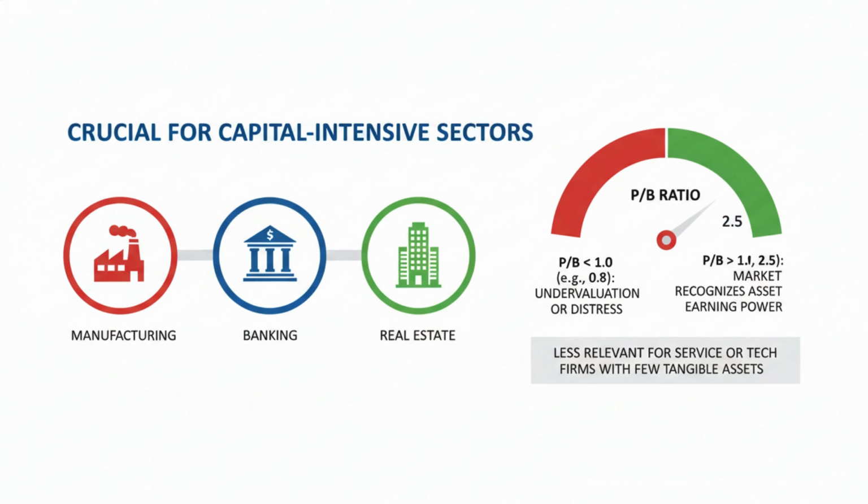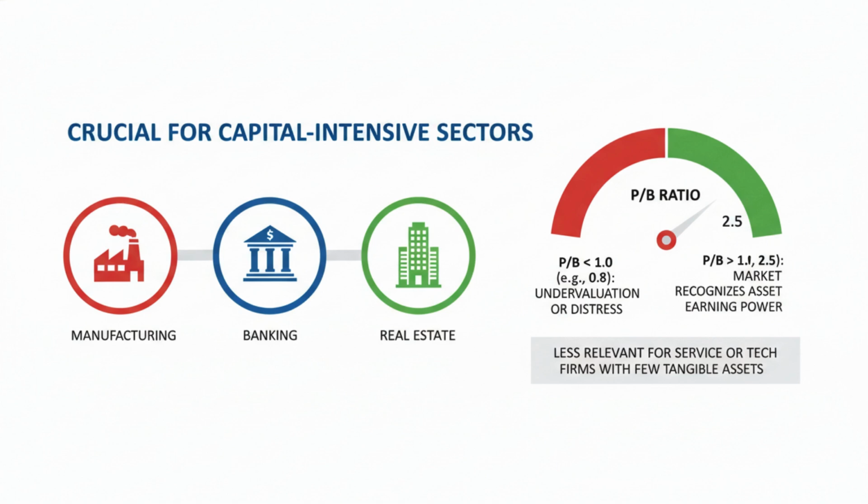The PB ratio holds particular significance in capital-intensive sectors. For industries like manufacturing, banking, and real estate, tangible assets form the backbone of their operations and value. A PB ratio below 1.0, for instance, PB 0.8, could suggest that the market views the company as undervalued relative to its net assets, or it could signal distress within the company or sector.